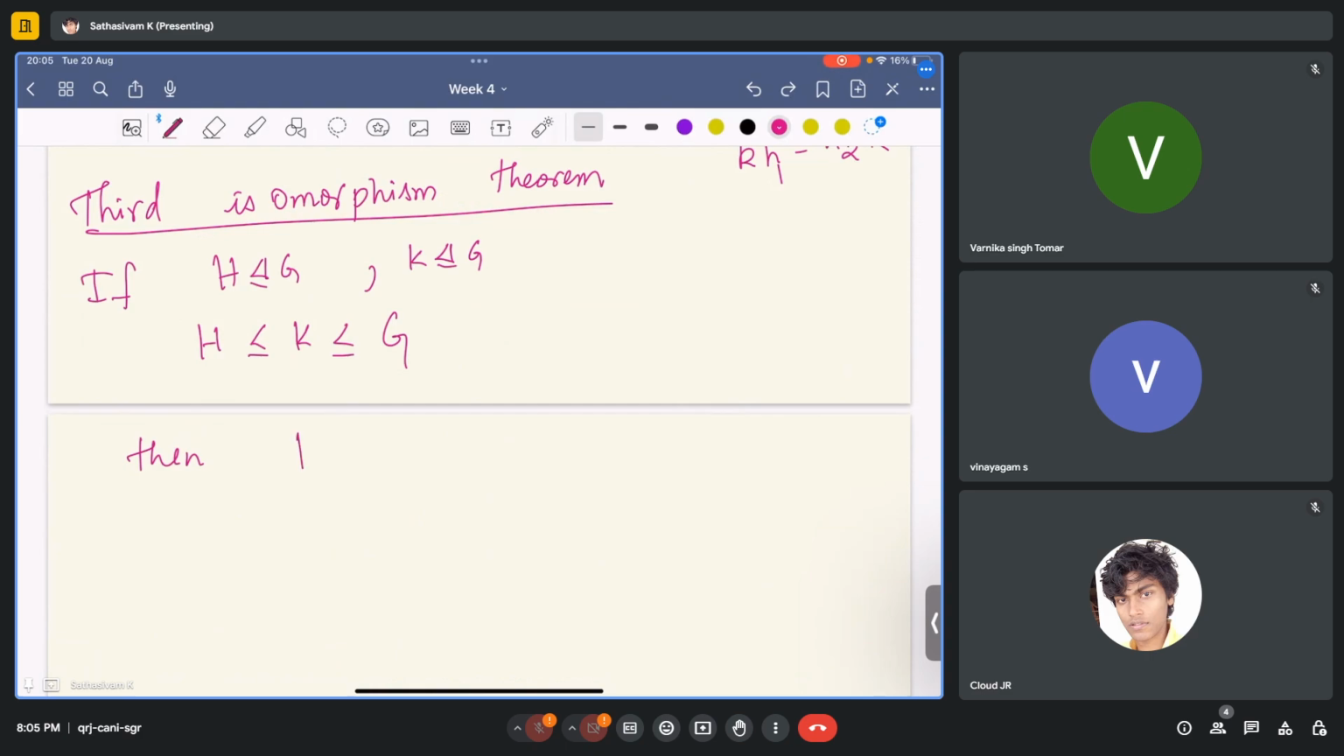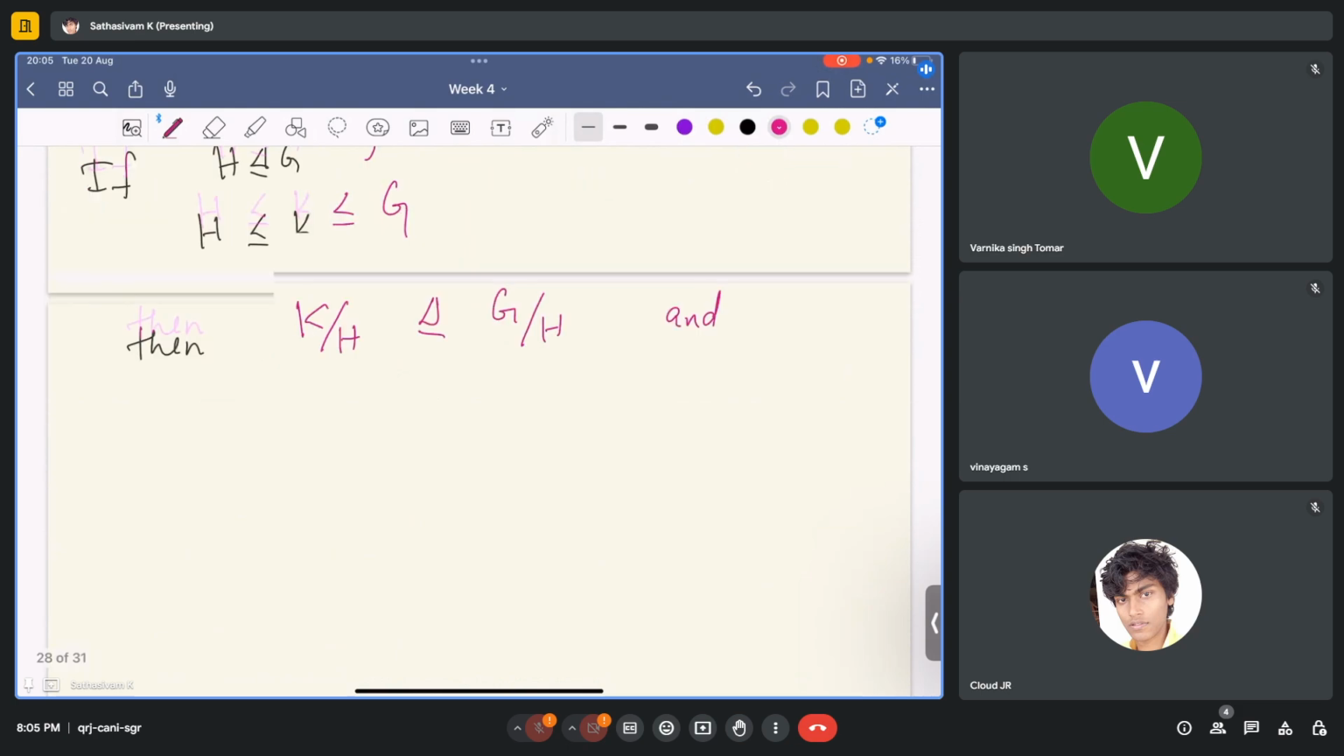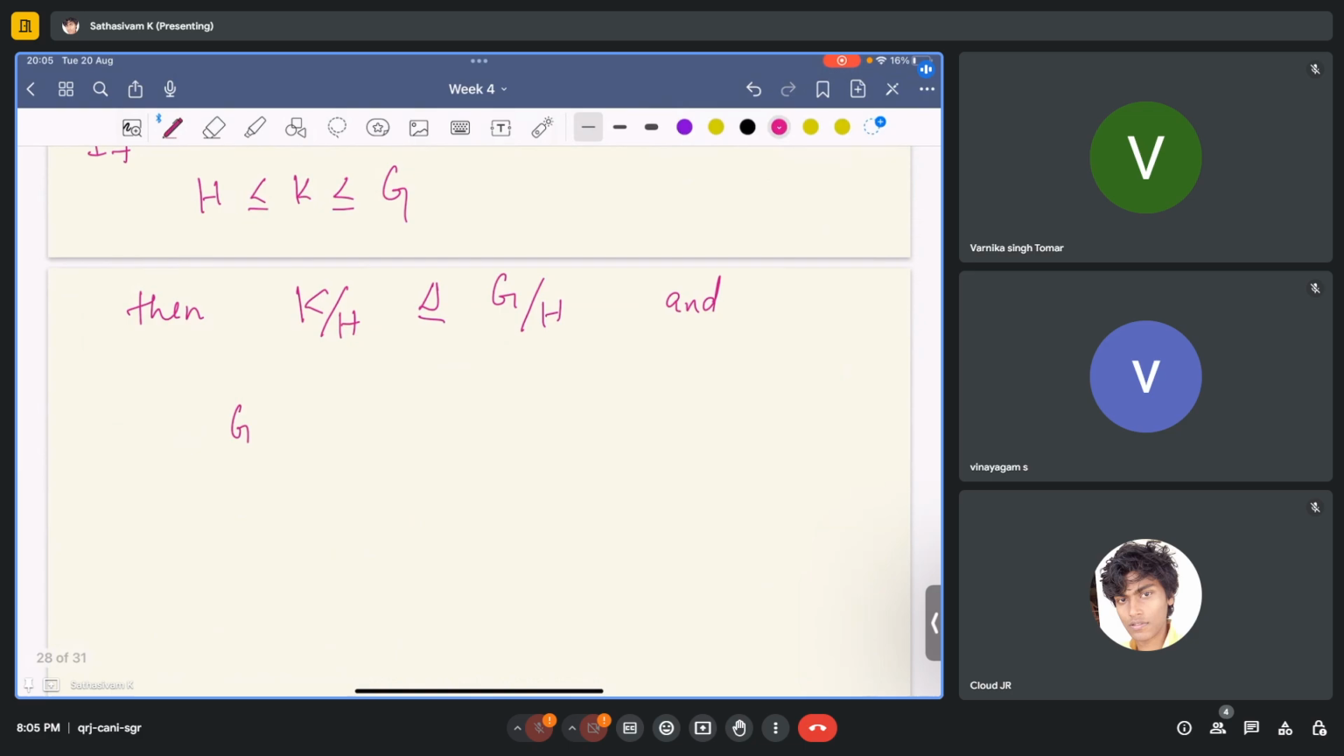then what we can do is we can consider this K by H. This is a normal subgroup in G by H, and we have the following: G by H by K by H is isomorphic to G by K.